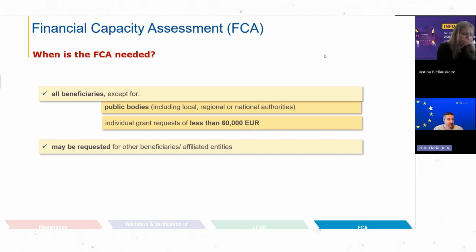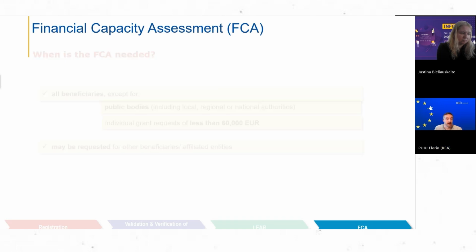The financial capacity assessment is mandatory for all beneficiaries who request more than 60,000 euros. Everybody else who requests less than this amount is exempt from being assessed financially, and public bodies are also not validated financially. We can also request information for other entities which are linked to the assessed participants if we find that there are significant business links.